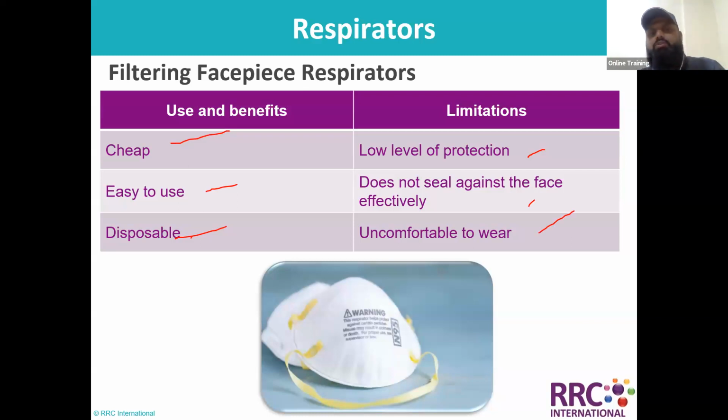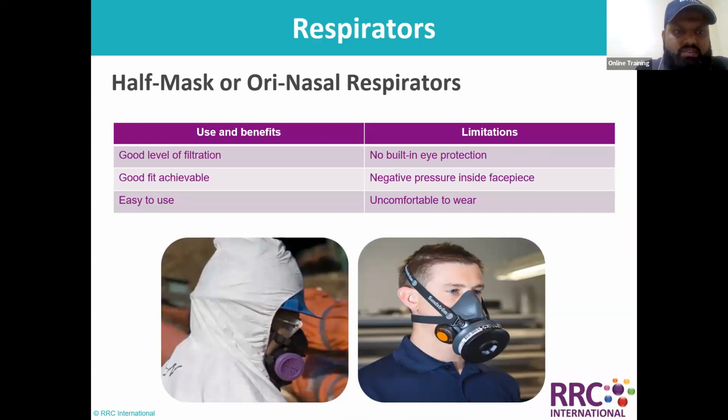If you are not habituated to wearing that, of course, it is not comfortable to wear. And once you wear it, of course, you have oxygen deficiency. Next is a half mask or orinasal respirator. These are those. The use and benefits are that these give you a good level of filtration of the air. A good fit can be achieved because it has straps which can be adjusted to your face. And these are easy to use.